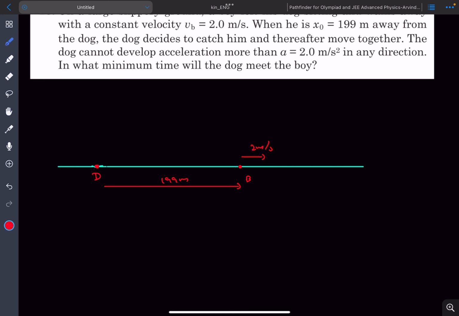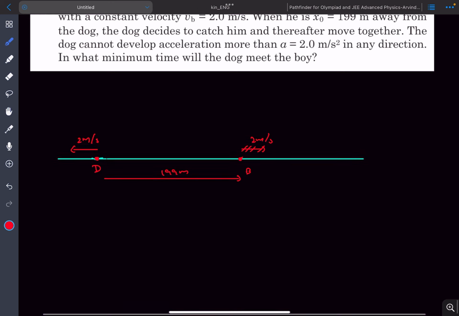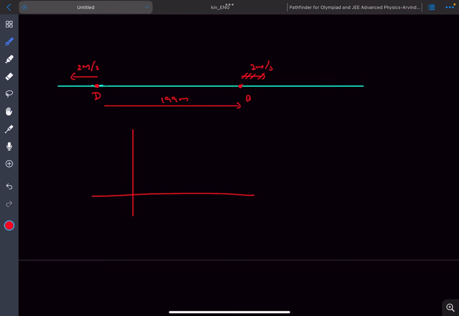Taking the frame of reference as the boy, we have to reverse this velocity and add it to the dog. So the dog will have a velocity of 2 meters per second in the leftward direction as in our diagram. Now let's draw the velocity-time curve for this dog in this frame of reference. Initially the dog's velocity is minus 2 meters per second, so its modulus will be 2. Then he starts accelerating towards the boy, but after some time, he needs to start to decelerate as well.